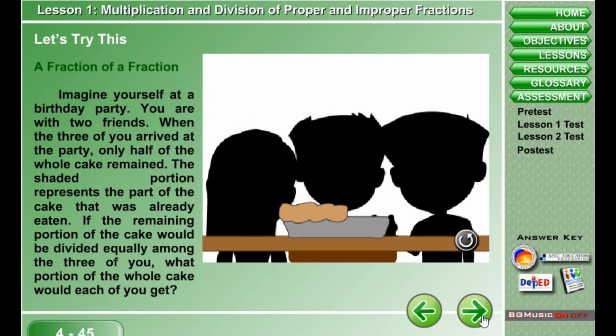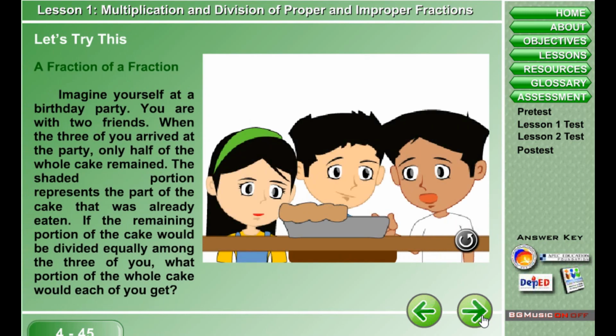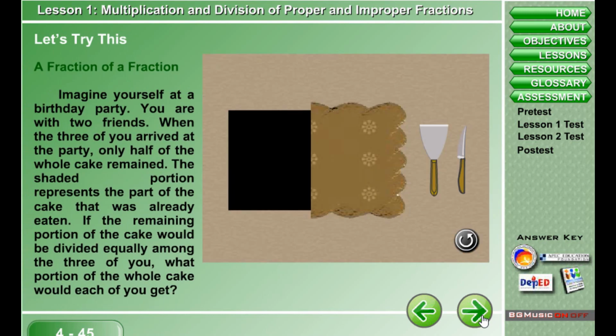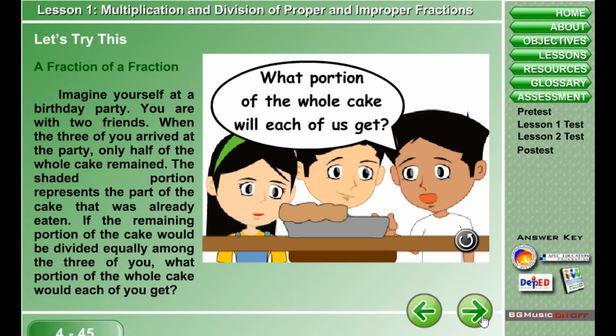Let's try this. A fraction of a fraction. Imagine yourself at a birthday party. You are with 2 friends. When the 3 of you arrived at the party, only half of the whole cake remained.